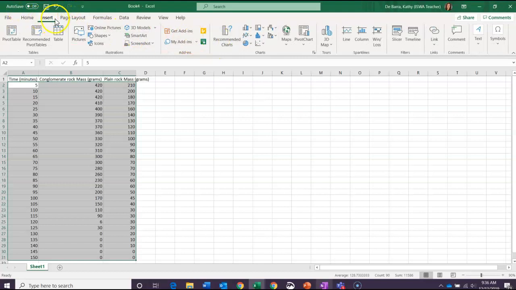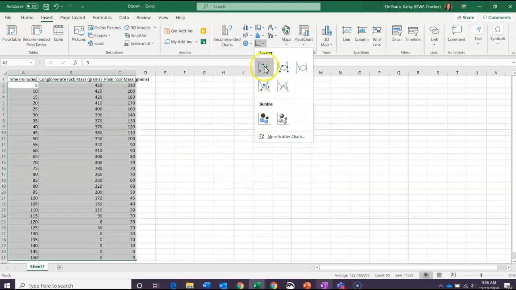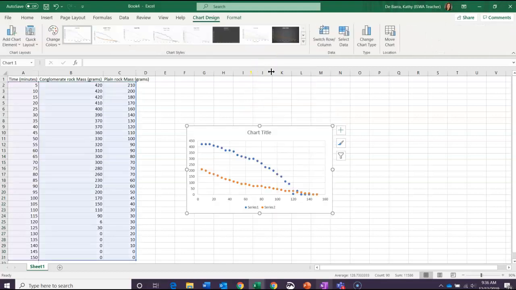I've gone up to Insert in the toolbar, and I'm going to insert a chart. I'm going to pick this drop-down menu, and the specific type of chart that I would like to pick is a scatter plot. And so you see, as soon as I hover over scatter plot, I already have that showing up in the spreadsheet.